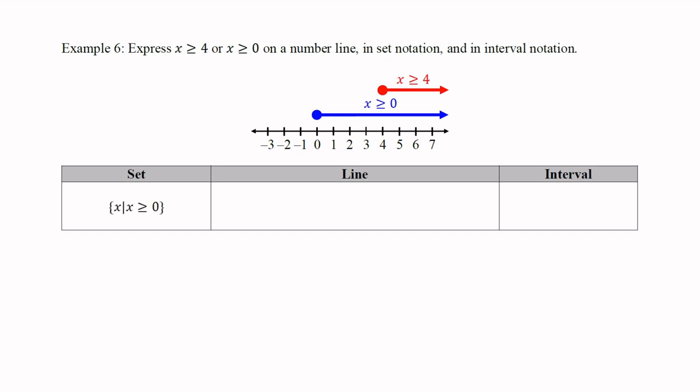So in set notation, the set of all x such that x is greater than or equal to 0. On our number line, we'll indicate that single inequality, and in interval notation, the interval from 0 to infinity with a bracket including the 0.